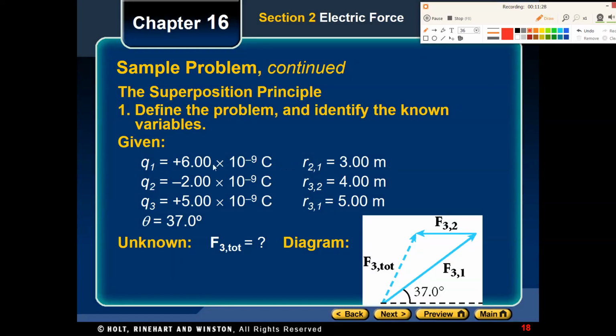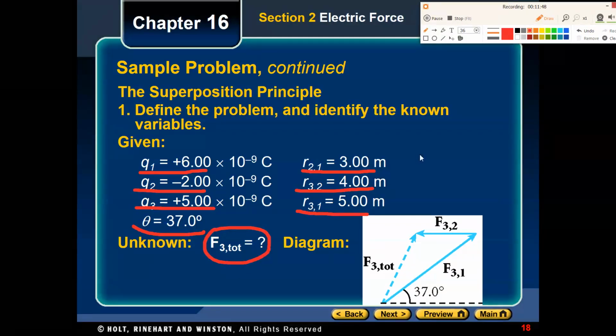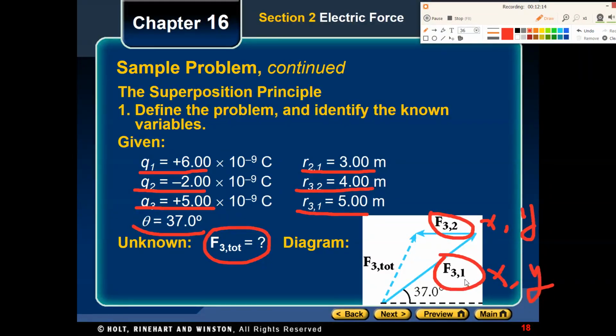What we know here are Q1, Q2, and Q3, the angle theta equal to 37 degrees, and the distance between any 2 charges. So we need to figure out the total force on Q3. First, we need to figure out the individual forces, F31 and F32. Then we use the principle we talked about in the earlier chapter: figure out the x component and y component for each of the 2 forces. Then use the Pythagorean theorem to figure out the magnitude of the total force, and use a tangent function to figure out the direction.